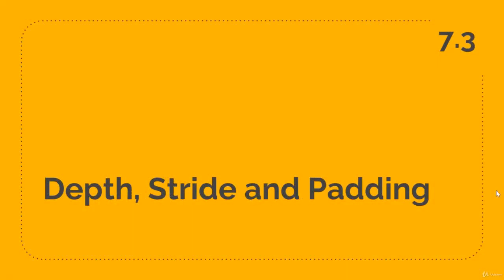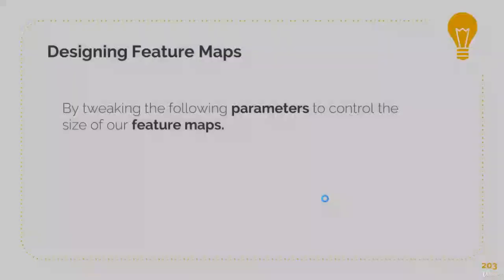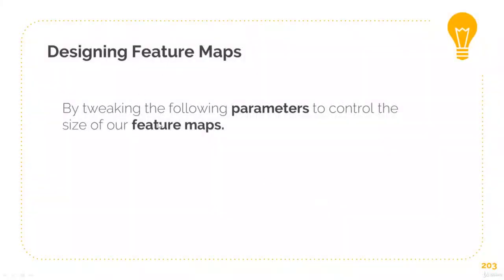Hi, so welcome back to our chapter on depth, stride, and padding. These, I said, were the hyperparameters we use to tweak the size of the convolutional filter. So let's take a look. Remember, in our previous section, we only used a 3x3 filter or kernel, and that gave us a feature map that was smaller than the input layer. Now, does it always have to be 3x3? No, clearly not. And that's how we design our feature maps. We tweak some parameters, and these allow us to control the size of the feature maps that we produce. So how do we do this?